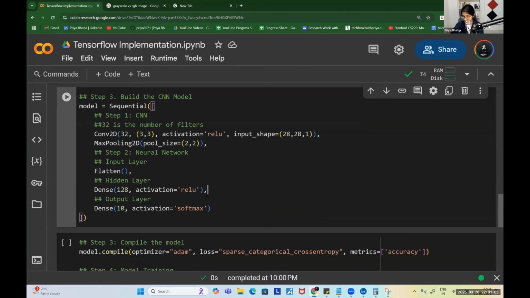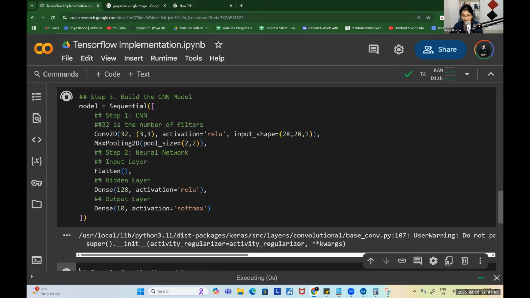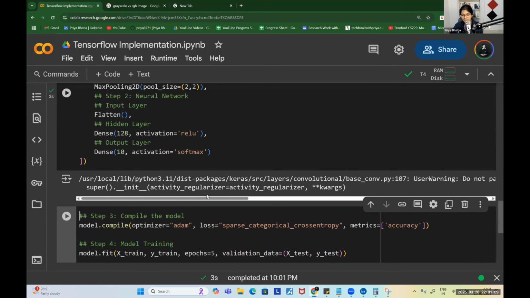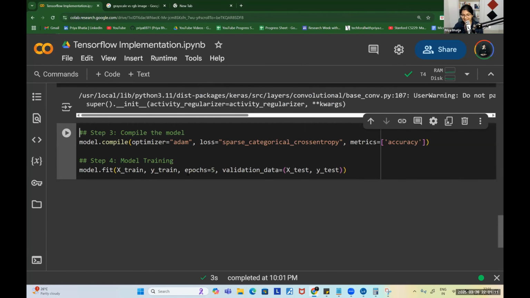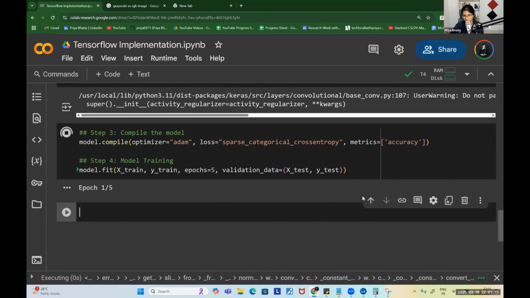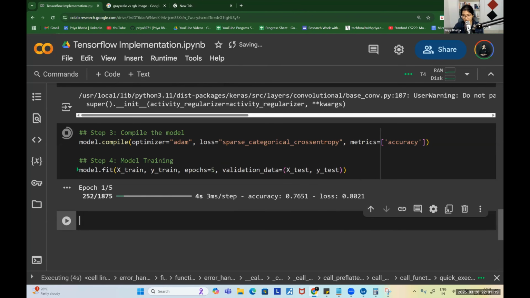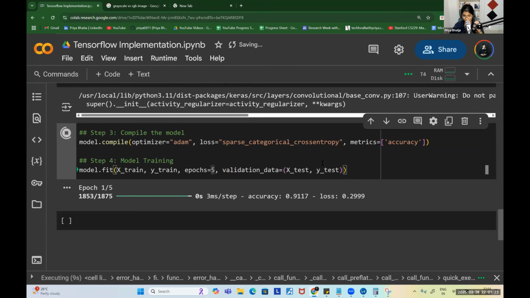Building the CNN model. Run this part. Let's see if we get any error or not. Done. Now compiling and fitting might take some time. Let's do it. Training has started. I have just mentioned 5 epochs. At home, try more epochs to get a better accuracy.